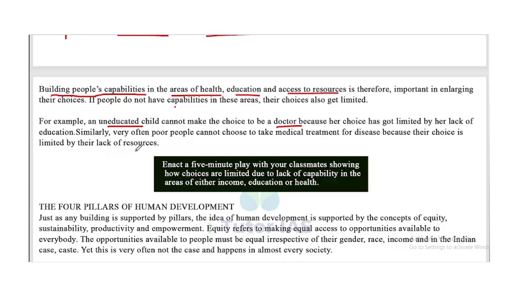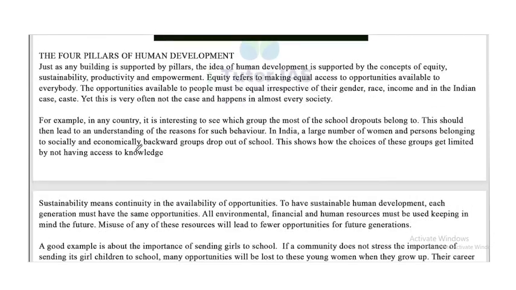Now, the 4 pillars of human development. Just as any building is supported by pillars, the idea of human development is supported by the concepts of equity, sustainability, productivity and empowerment.